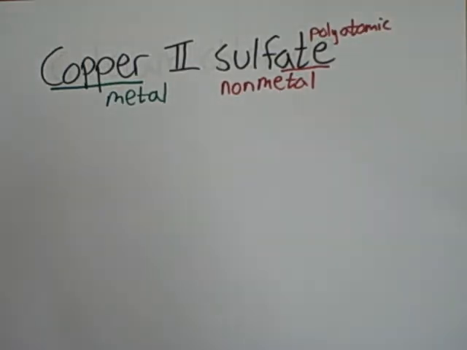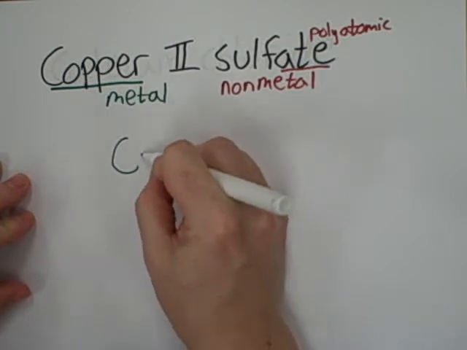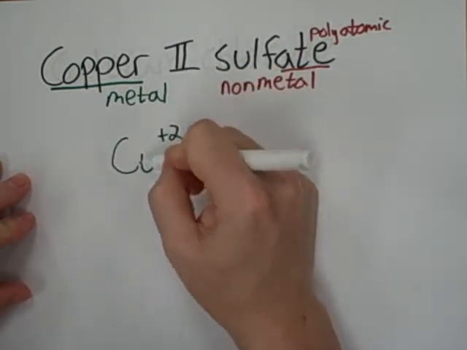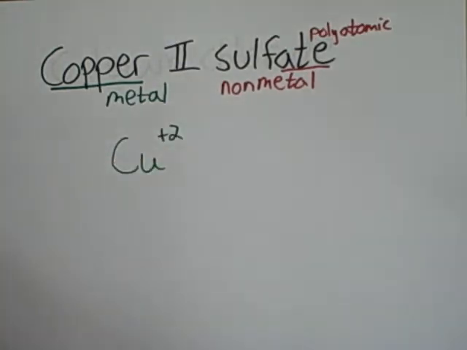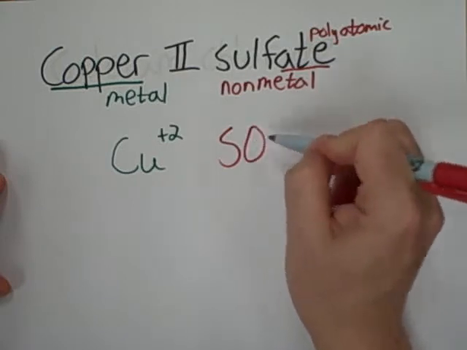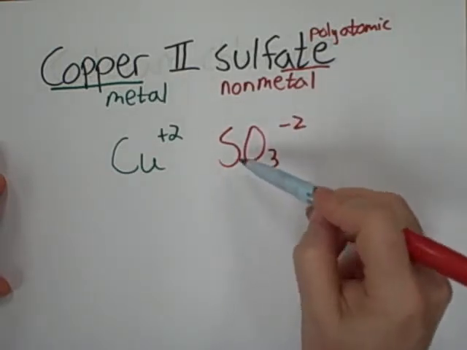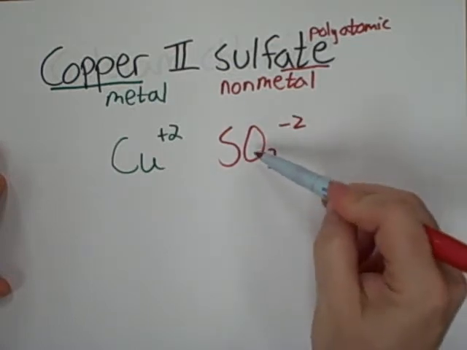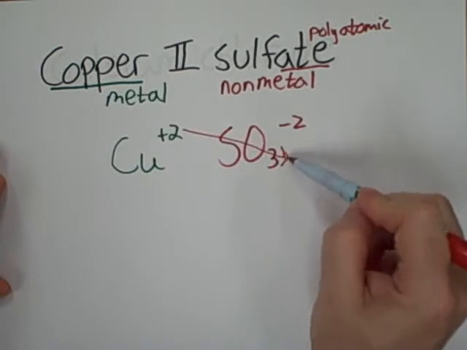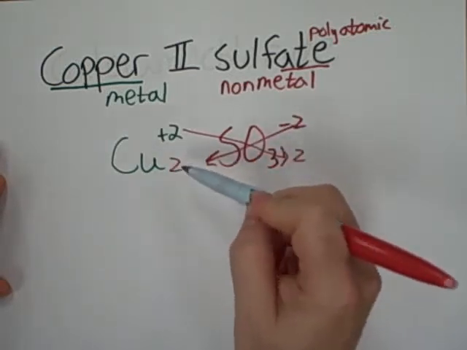So copper is a 2. Since it's a transition metal, they give us the ion charge in the name. So Cu plus 2. Sulfate is a polyatomic ion of SO3 with a -2 charge. 2 nonmetal atoms bonded together that have a charge. So we crisscross. The 2 goes to the sulfate, 2 from the sulfate goes to the copper.